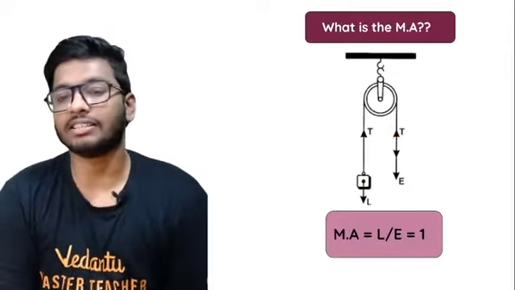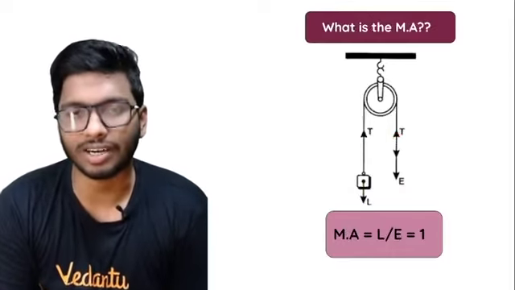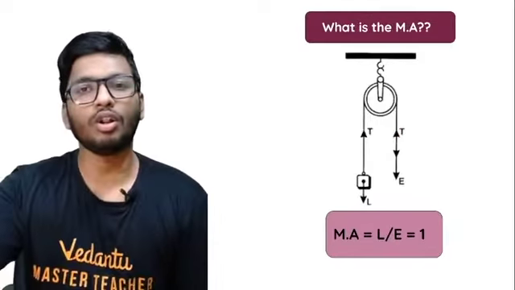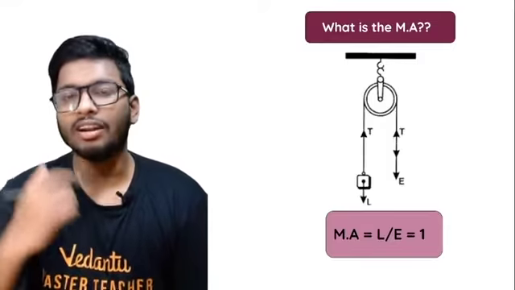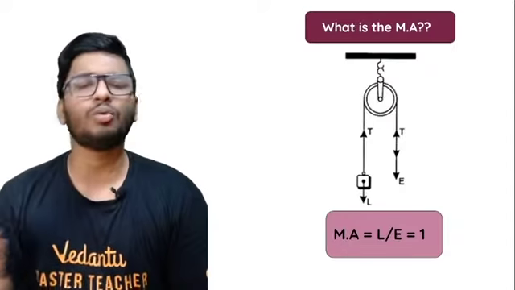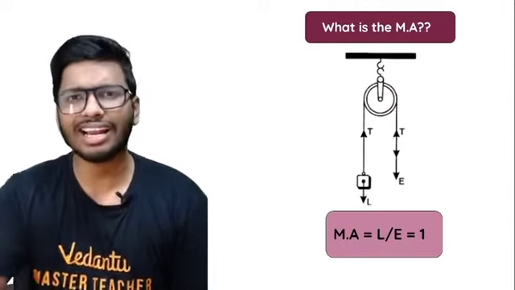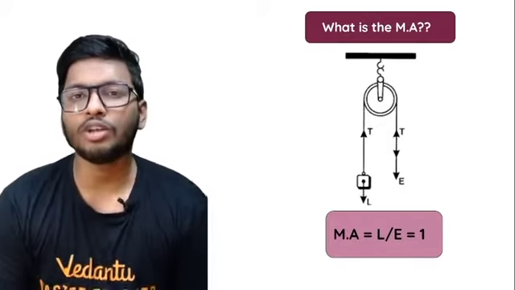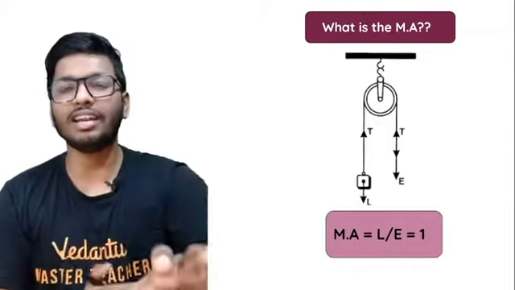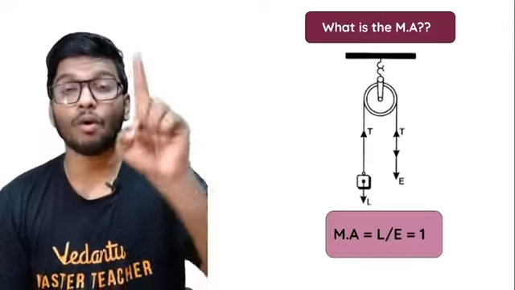So in this case, if you have to find out what the mechanical advantage is, what is it? Load by the effort. Now the load and effort are equal. So what happens? It'll be equal to 1. It'll get cancelled out. So mechanical advantage in a single fixed pulley would be equal to 1.